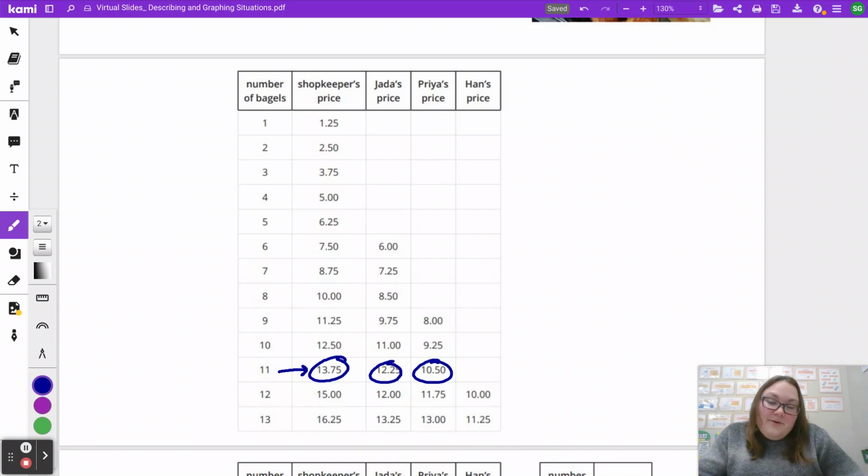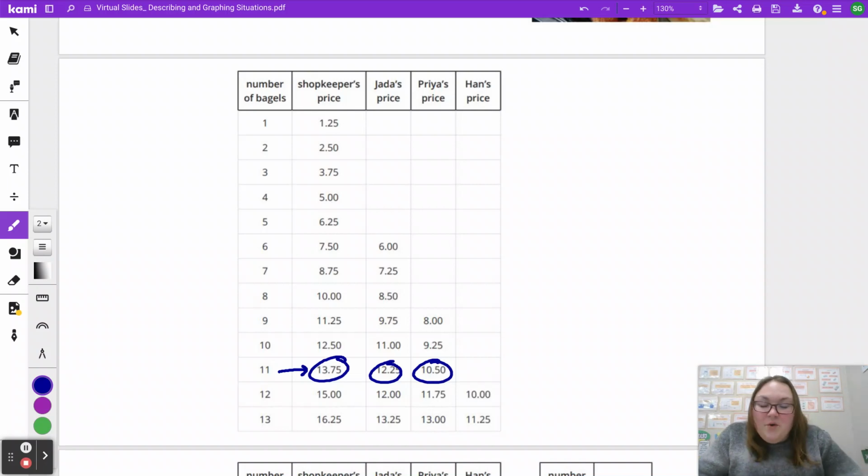There is a different question I could ask, though. Instead of me asking what's the cost of 11 bagels, I could ask you, what's the best price for 11 bagels? And there you might have an answer for that question. The best price is $10.50. That's the cheapest option.